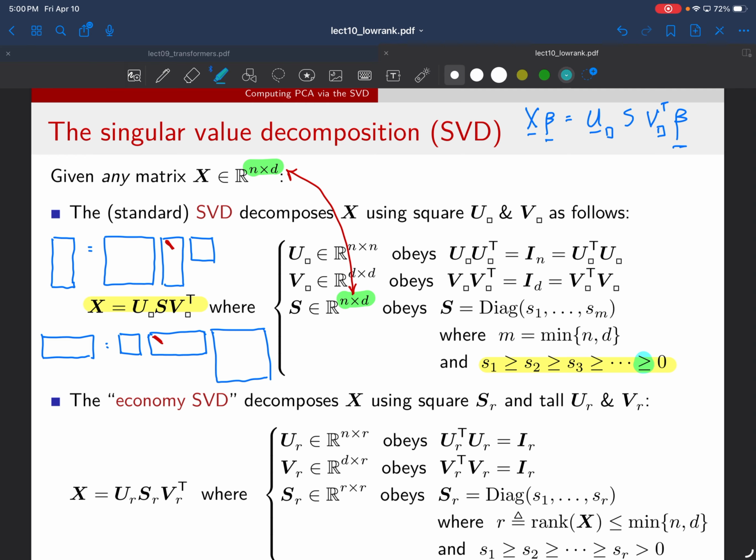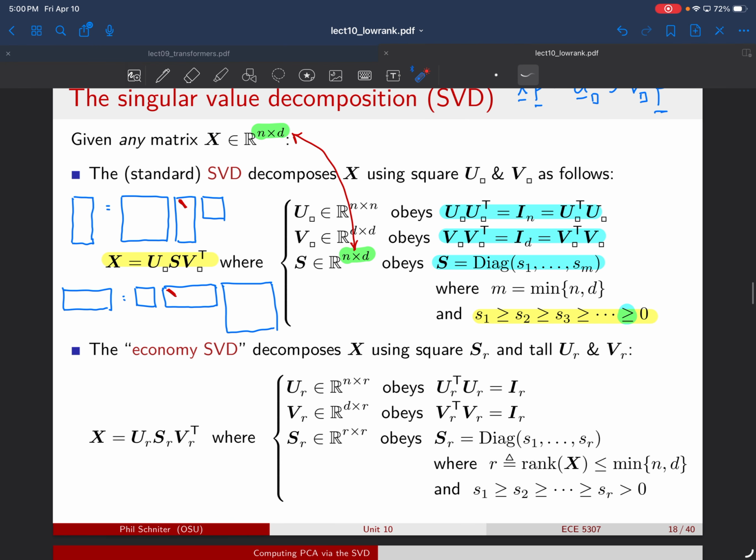So just to summarize, we have this decomposition into orthogonal, orthogonal, diagonal, and the smallest dimension in this problem is the minimum of those two dimensions. And finally, all of these are non-negative, sorted, but they could be equal to 0. Okay, so that's the standard SVD.